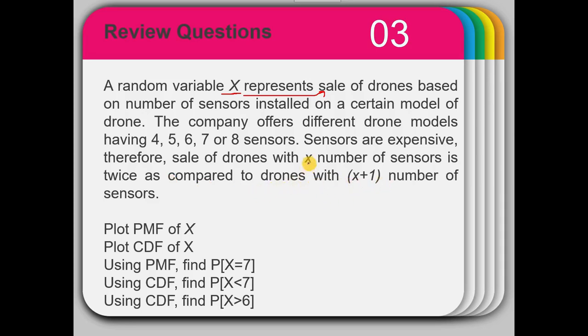This means that if X is equal to, let's say, 5, then the sale of drone with 5 sensors is twice that of sale of drone with 6 sensors. Because sensors are expensive, drones get expensive, so people don't buy those expensive drones. So the sale of X is twice as compared to sale of X plus 1 number of sensor drones. This is the situation. So what do we have to do? We have to plot the PMF of X and the CDF of X. Let's try to do this.